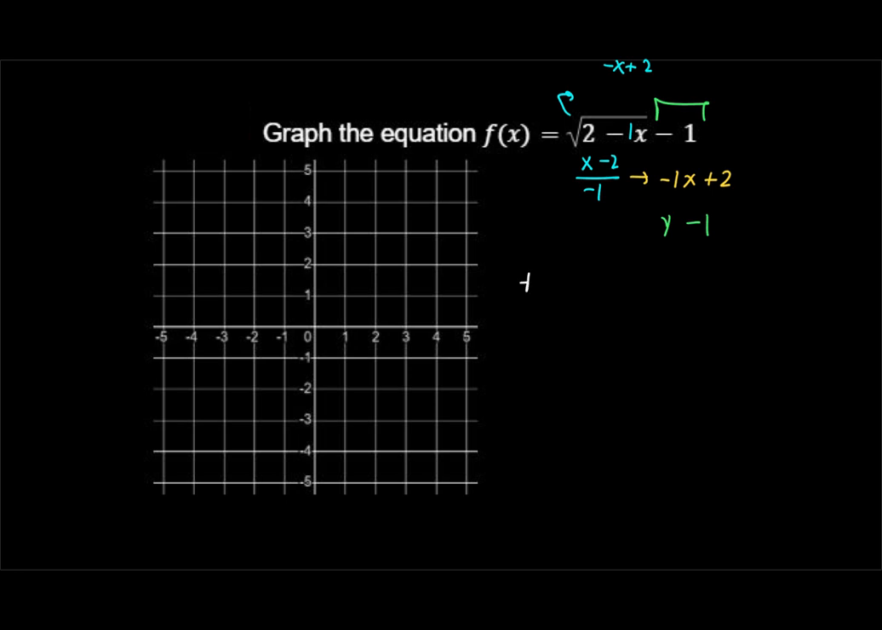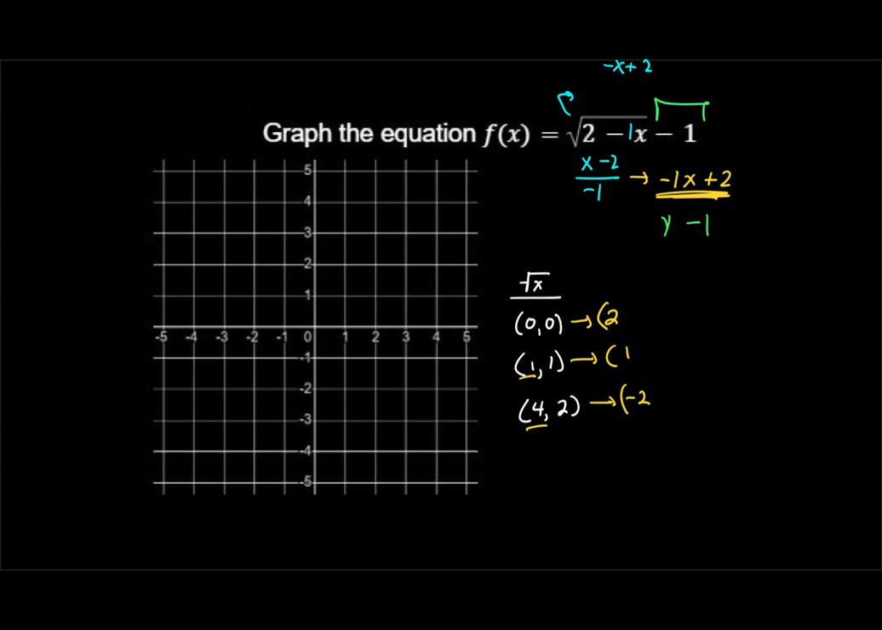Now the key reference points that we use for the square root function were 0, 0, where it kind of starts, 1, 1, and then the next perfect square, 4, and its square root, 2. If I apply my transformations, my first transformation for x in the simplified version is to multiply by negative 1, and then add 2. So 0 times negative 1 is 0, plus 2 is 2. 1 times negative 1 is negative 1, plus 2 is 1. And then 4 times negative 1 is negative 4, plus 2 is negative 2.